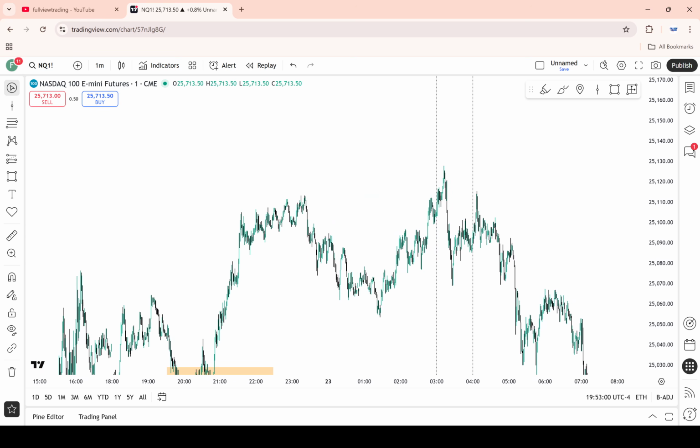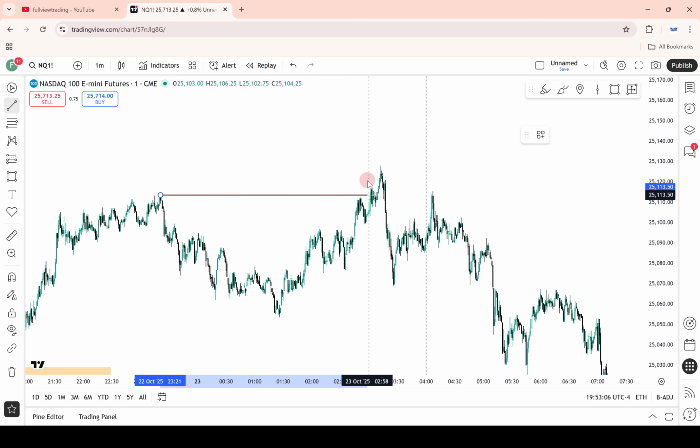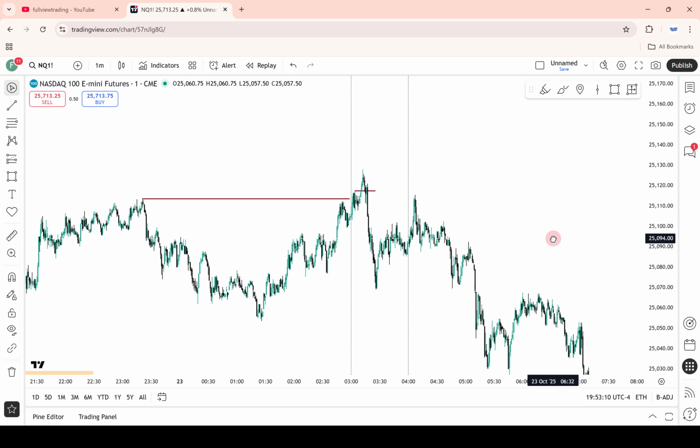Now, obviously, if you look at that, we can try to apply the concepts that we've learned already. You can see price has swept liquidity. It's also swept liquidity here on the internal. And if you're curious about what external and internal liquidity is, I'll make another video on it. But essentially, external liquidity is higher time frame liquidity.